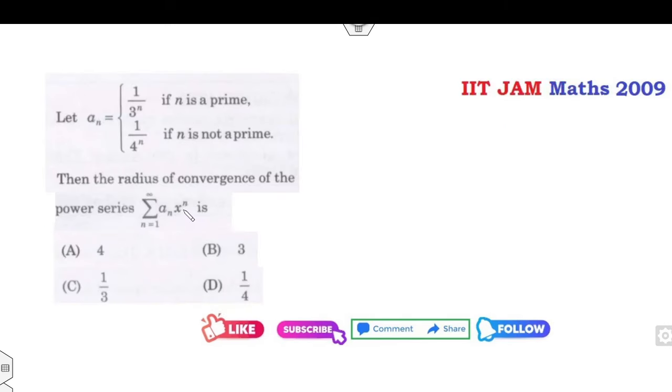Now again, the radius of convergence is given to you. You have to find the radius of convergence. Limit of |a_n| raised to the power 1 over n. So can you find a_n raised to 1 over n? There are two cases, so that will be 1 over 3 and 1 over 4. Can you find the supremum of this?